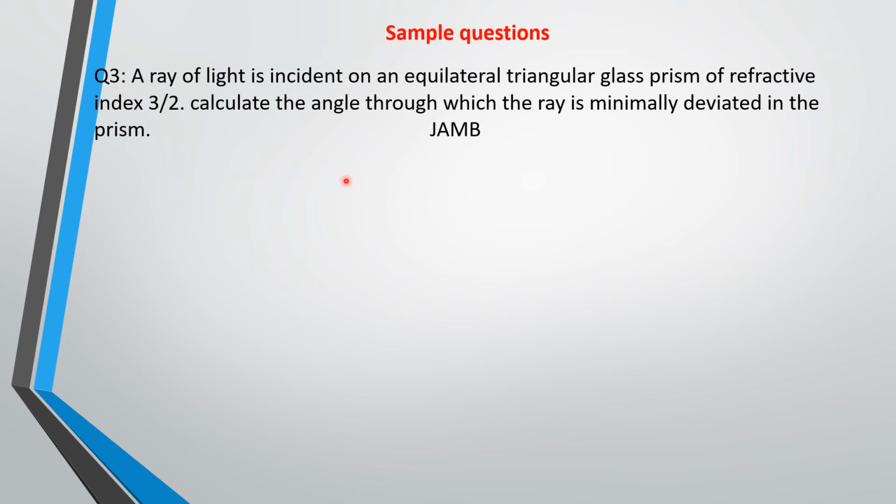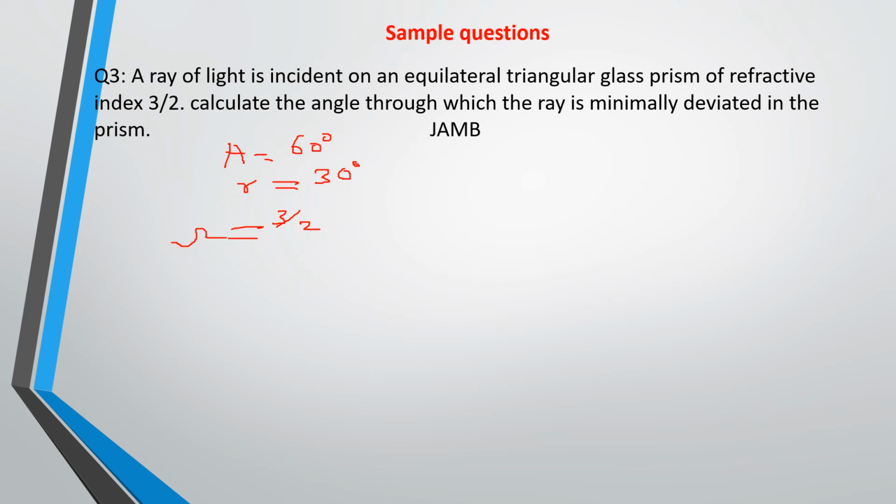So how are you going to go about this? You have been given here that the triangle is an equilateral triangle. So as far as the triangle is equilateral, it means that your A is equal to 60 degrees, and from what we have done before, your r will now be equal to 30 degrees. Okay, your A is 60 degrees and your r is 30 degrees. Then you have been given the refractive index to be equal to 3/2.